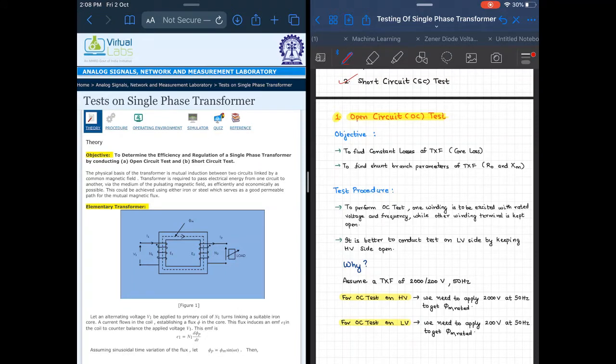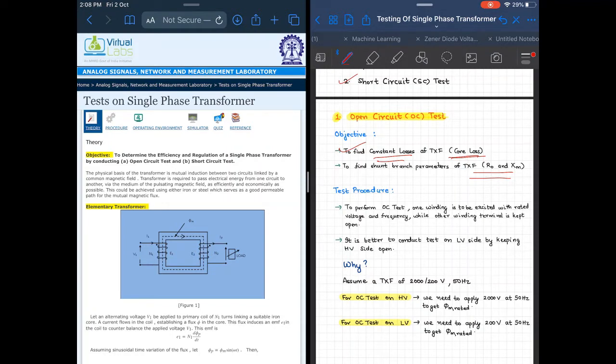Now, in the case of the open circuit test, our main aim is to determine constant losses or core losses in a transformer. Actually, in constant loss, dielectric loss is also included in the case of a transformer. But we usually neglect the dielectric loss, so constant loss becomes core loss. Next, we need to determine the R0 and Xm of the equivalent circuit.